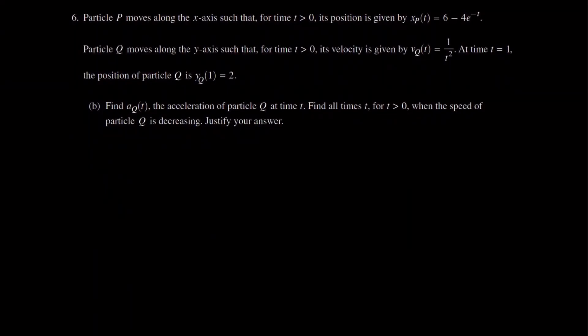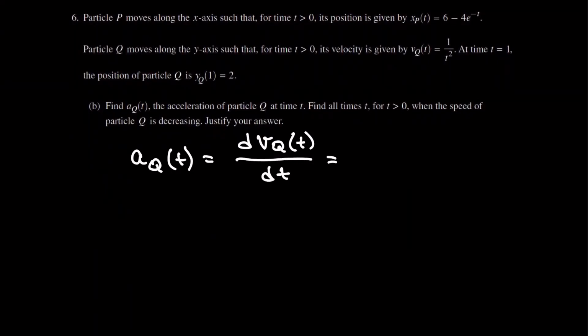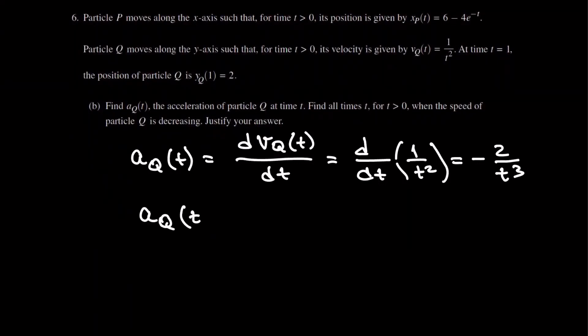In this case, as a general rule, a of t is just the derivative of v of t with respect to time. We are given the velocity here, so it's the derivative dv over dt of 1 over t squared, which is equal to negative 2 over t cubed. So acceleration is negative 2 divided by t cubed. And note that acceleration is less than 0 for all t greater than 0.